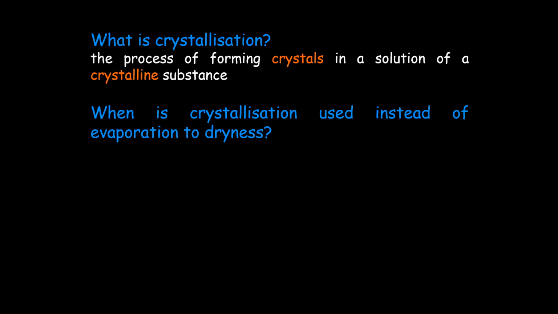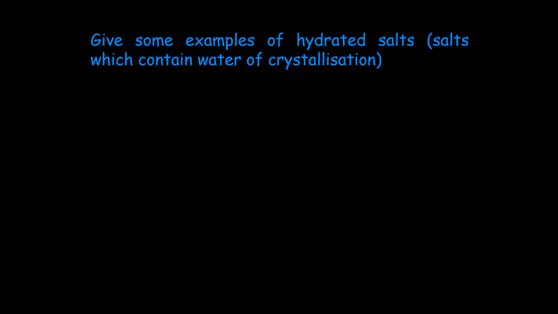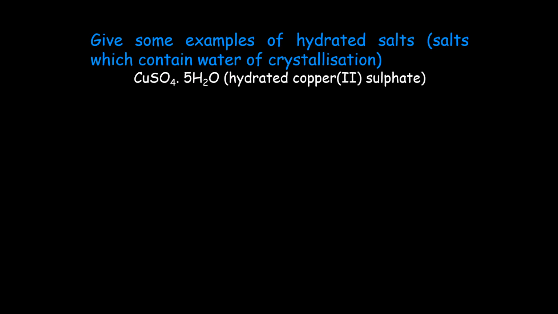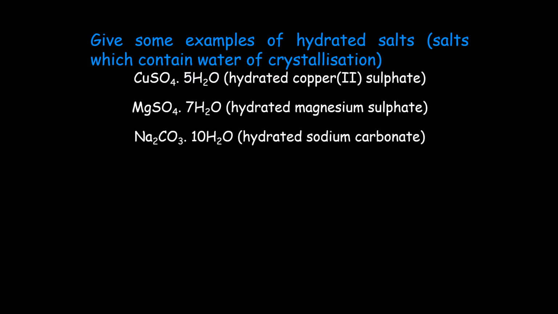Crystallization is the process of forming crystals in a solution of a crystalline substance. When a salt contains water of crystallization, then crystallization is carried out, otherwise an anhydrous salt is produced. Examples are hydrated copper(II) sulfate, which contains 5H2O, magnesium sulfate, which contains 7H2O, and hydrated sodium carbonate, which contains 10H2O.